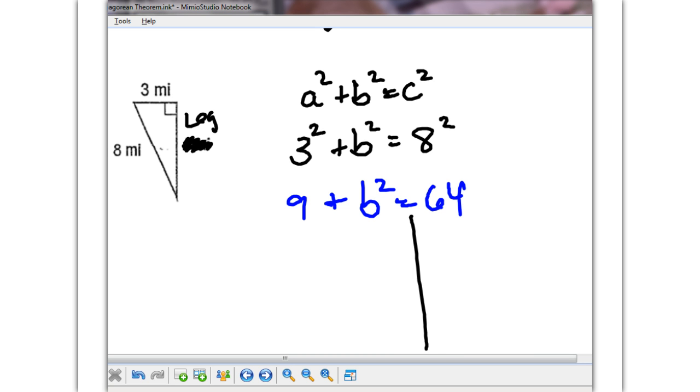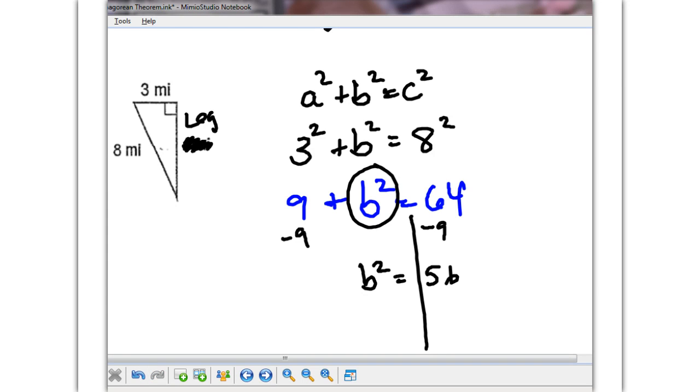And now we're trying to get b by itself. So we have to subtract 9. And that gives us b squared is equal to 8. No, I lied. That's not right. What am I doing? 64 minus 9. Wow, 55. Sorry. Just looking at the wrong piece of paper.